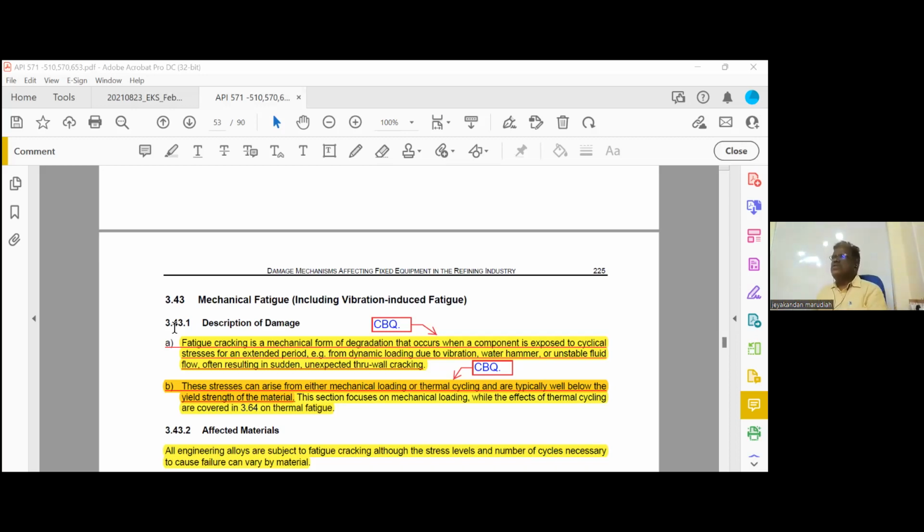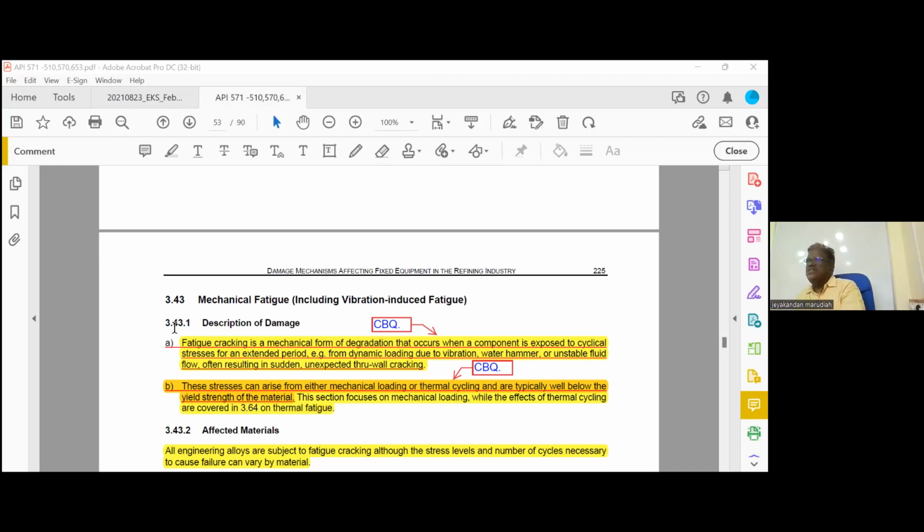Now, cyclic loading, I told you, is fluctuation in temperature, pressure, or vibration. But here we are concentrating only on mechanical fatigue, meaning fluctuation in pressure. If it is excessively fluctuating, it will crack below the yield strength. You remember I told you what tensile strength and yield strength are? Below yield strength, the material will be elastic. Above yield strength, it becomes plastic. Generally, material will not fail below yield strength.